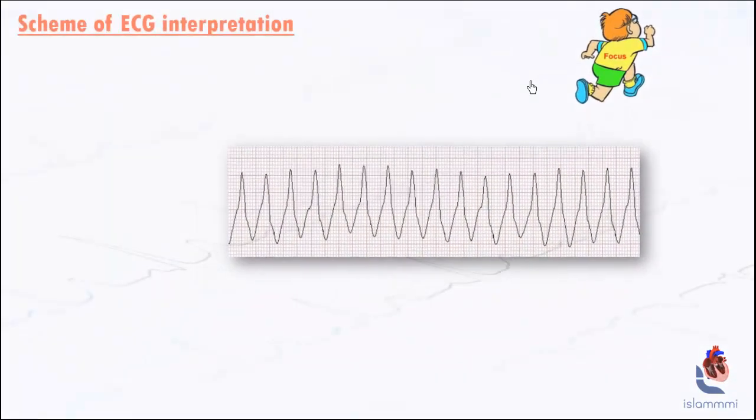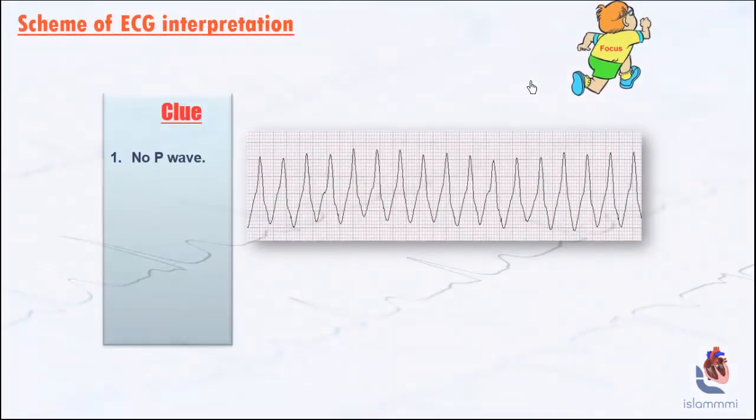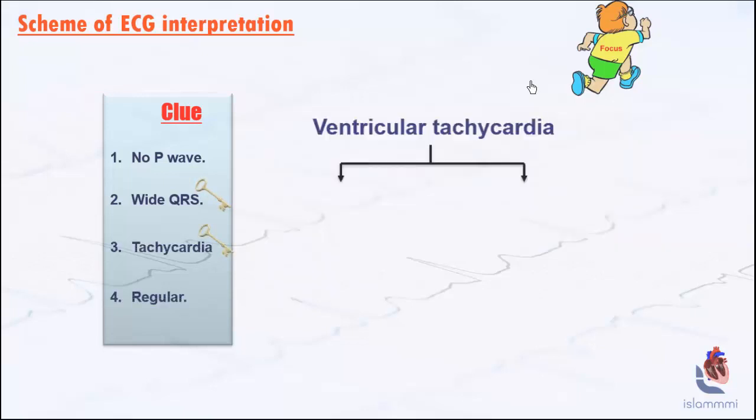Let's take the clue first. No P wave, of course no P wave. Why? Because it's not in the atrium. The pacemaker now in the ventricle. So no P wave. So it's wide QRS. Why? Because it's in the ventricle, it's tachycardia, and it's regular. We have two types of ventricular tachycardia. Either it's monomorphic or polymorphic.